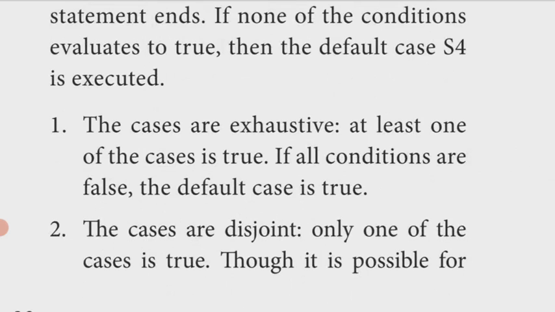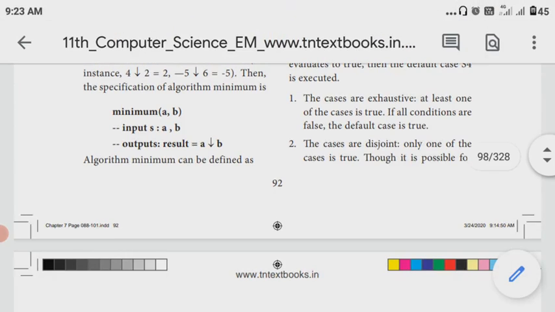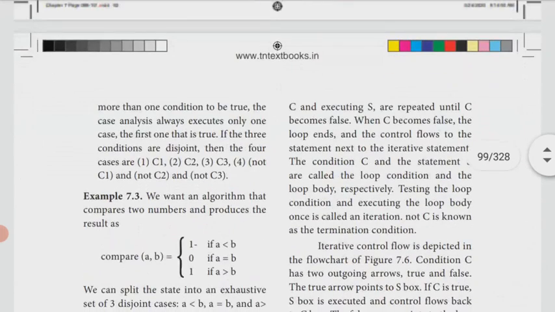So here, in case analysis, at least one case should be true. If the conditions are false, so many cases are there, any one case should be true. If all the cases are false, then you can use the default one. And here you can use only one case at a time, not more than one.